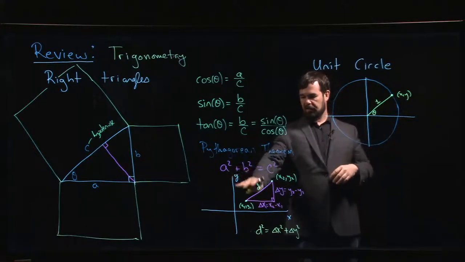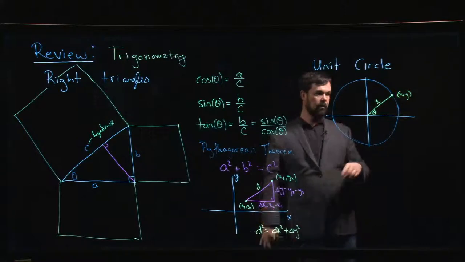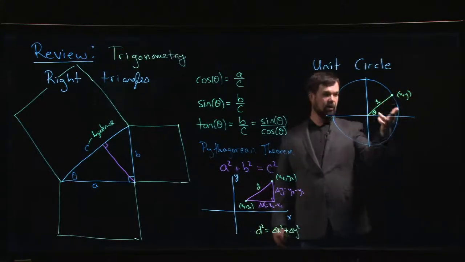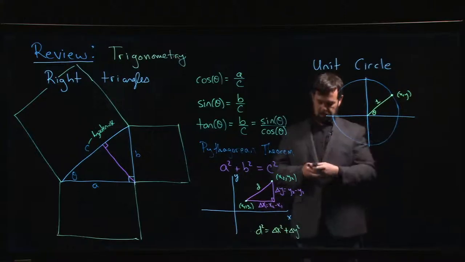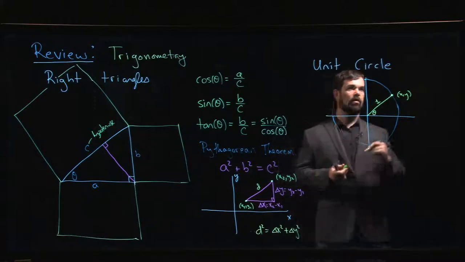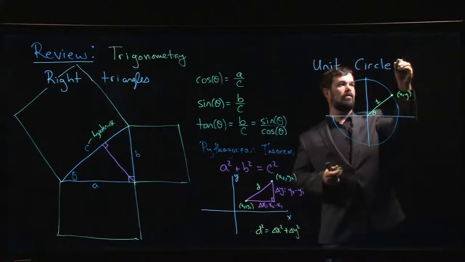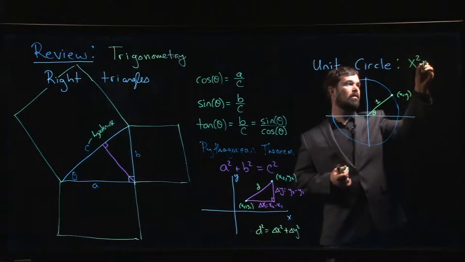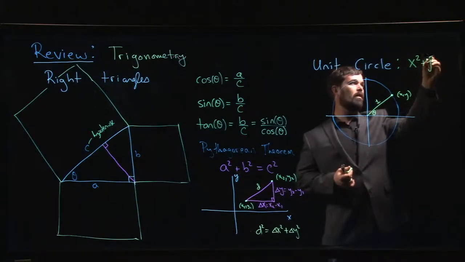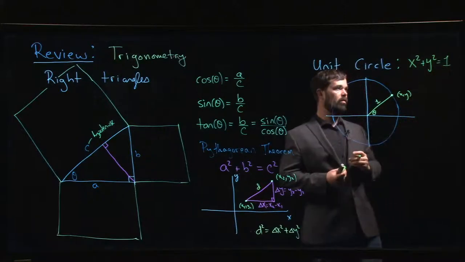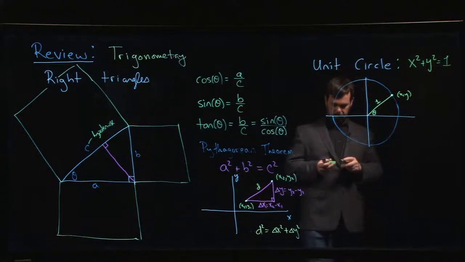Thanks to the Pythagorean theorem, thanks to the distance formula, right, we know that our delta x is just x, our delta y is just y. We want d to be 1. And so we get a formula for this unit circle, right? So the unit circle is a set of all points in the plane satisfying this equation x squared plus y squared is equal to 1, okay?